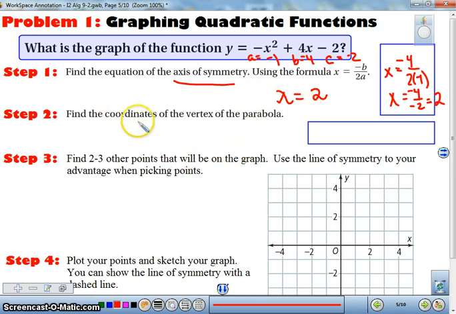Next thing we want to find is, what is the y coordinate of this? So we go back to our original equation up here in black, and we are going to substitute in x.